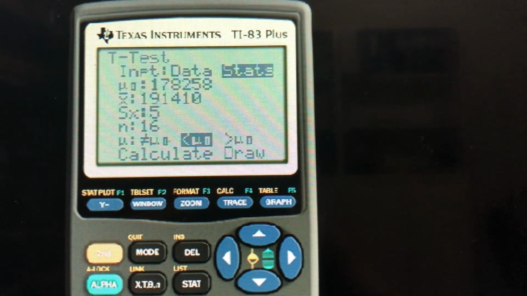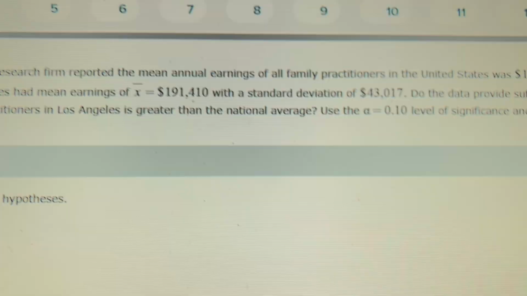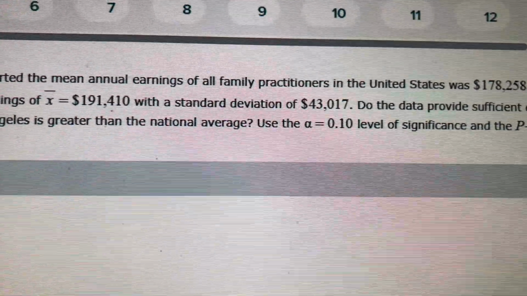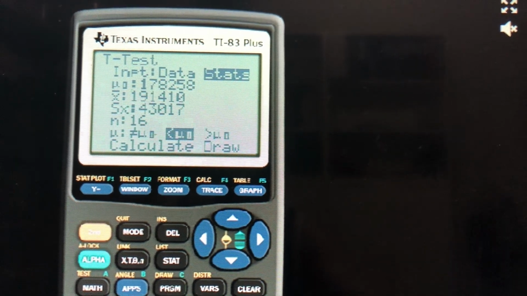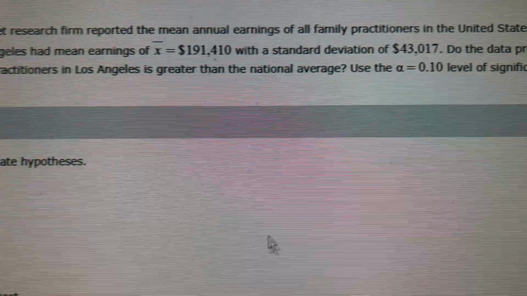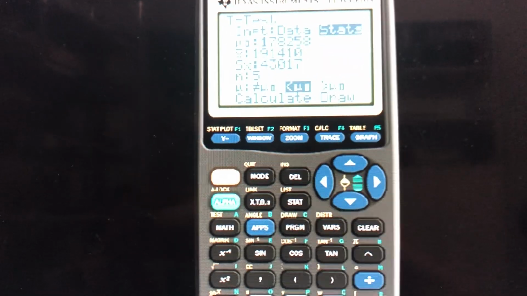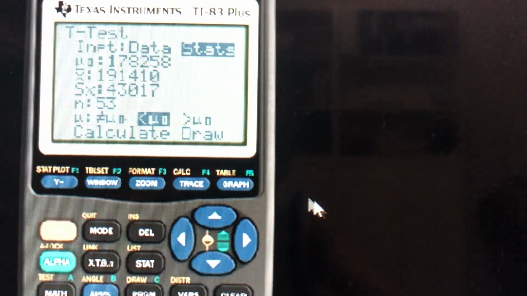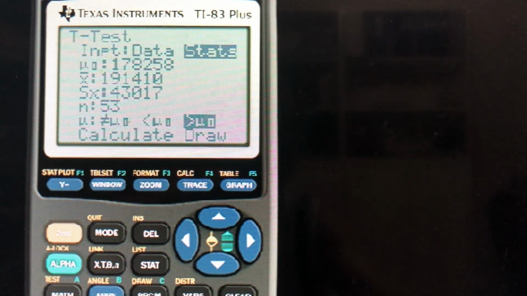You can never tell just from the raw numbers alone, but that kind of seems quite large, although the standard deviation is quite large too. 43,017 is the standard deviation. The sample size was a random sample of 53. And then we had greater than for the alternative, so that's the far right option. Move this over to the far right and click it and then calculate.